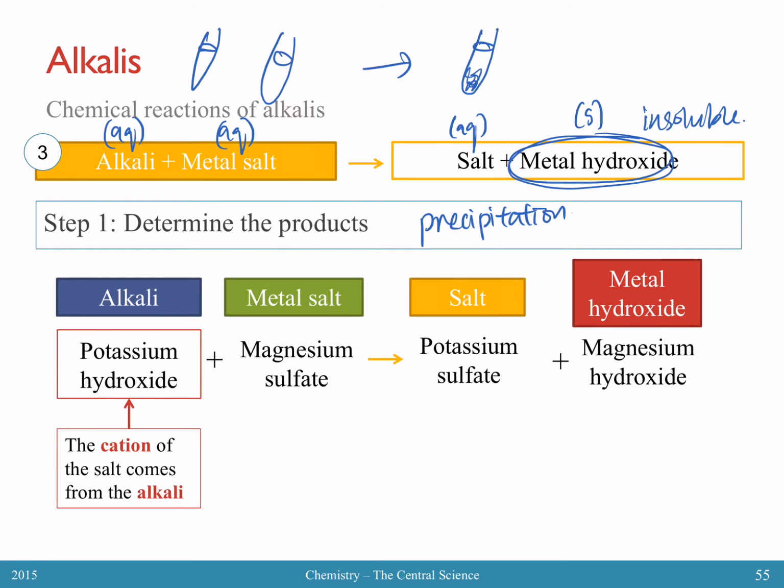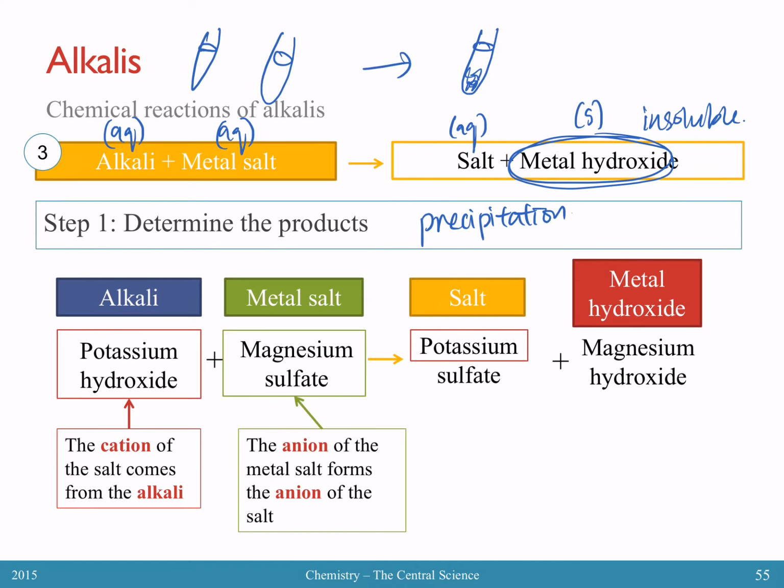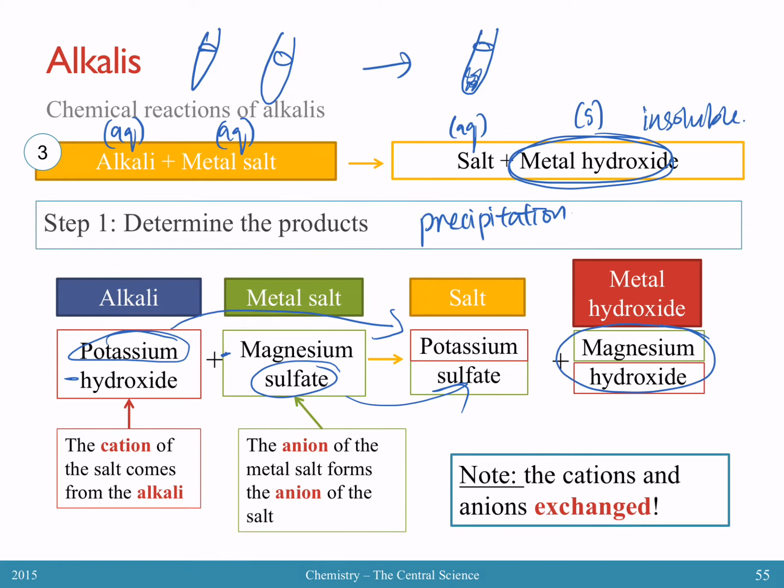Again, the cation comes from the alkali, the anion comes from the metal salt, and whatever is left over will form the other compound. Recall that this one forms your salt here, sulfate forms your salt here. So what's left over is your magnesium hydroxide. That will form your metal hydroxide. Note that what happened here is the cations and anions are exchanged.